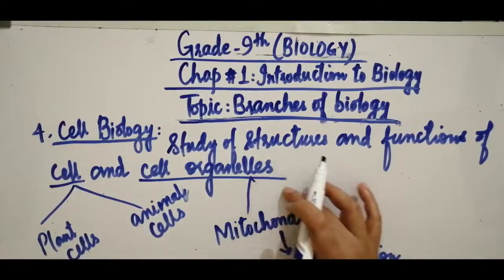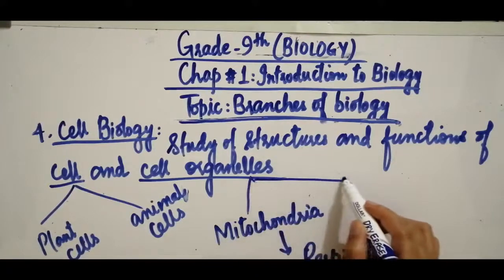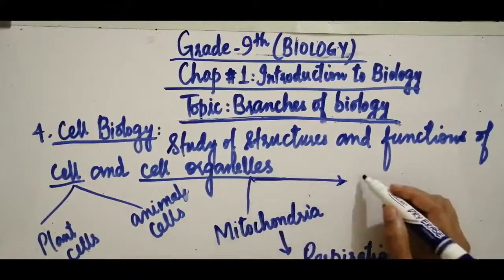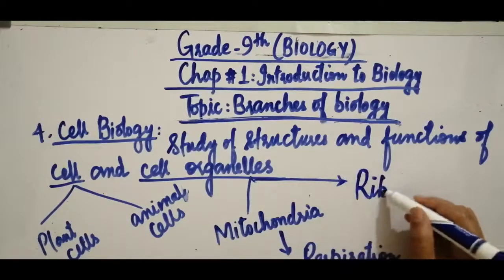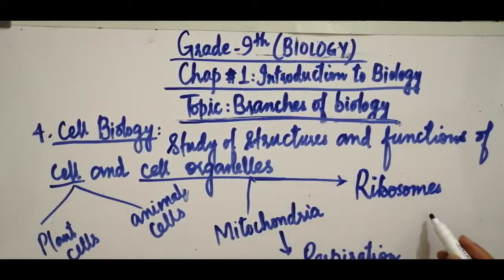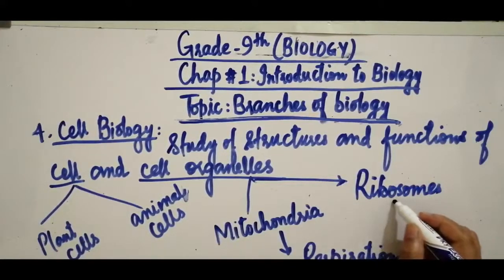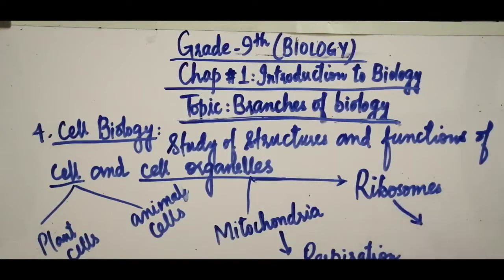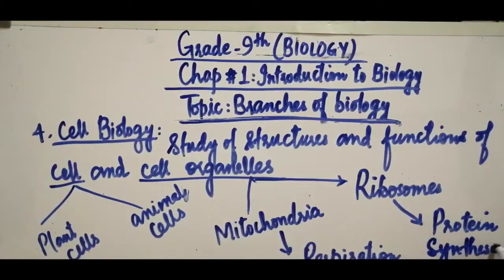Along with it, there is another type of organelle which is present in a cell, and another example is ribosomes. In which process are ribosomes involved? They are performing the formation of protein inside the cell. So they are related to protein synthesis.